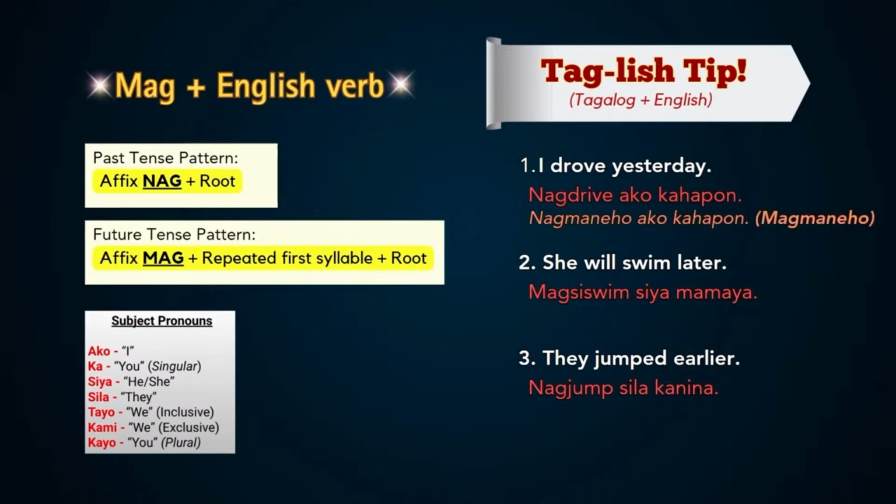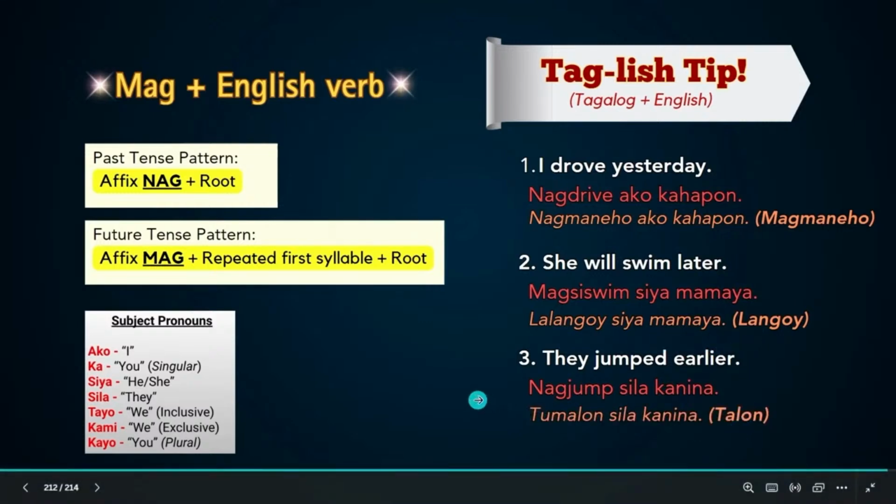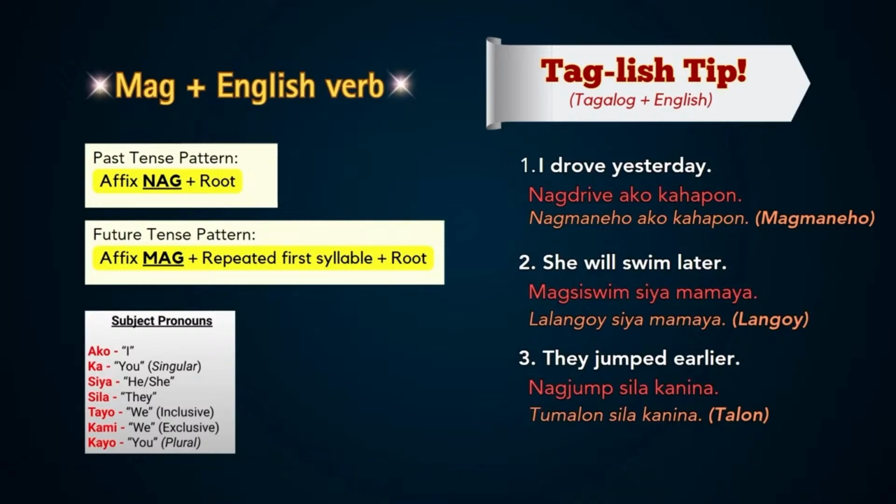For example, to drive in Tagalog is magmaneho. So this would actually be nagmaneho ako kahapon. I drove yesterday. Nagmaneho ako kahapon. To swim is langoy. So this would be lalangoy siya mamaya. Langoy is a verb. So lalangoy siya mamaya. And then lastly, talon. Talon means to jump. So tumalon sila kanina. It's also a verb. So those are just some ways to use Taglish in a conversation.